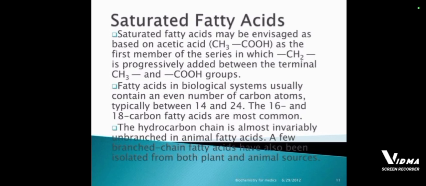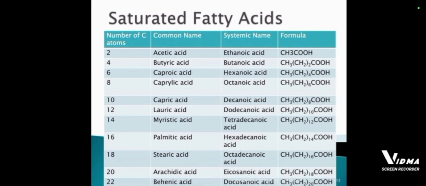So let's talk about saturated fatty acids. Saturated fatty acids may be envisaged as based on acetic acid as the first member of the series, in which CH2 is progressively added between the terminal CH3 and COOH groups. The hydrocarbon chain is almost invariably unbranched in animal fatty acids. A few branched chain fatty acids have also been isolated from both plant and animal sources.